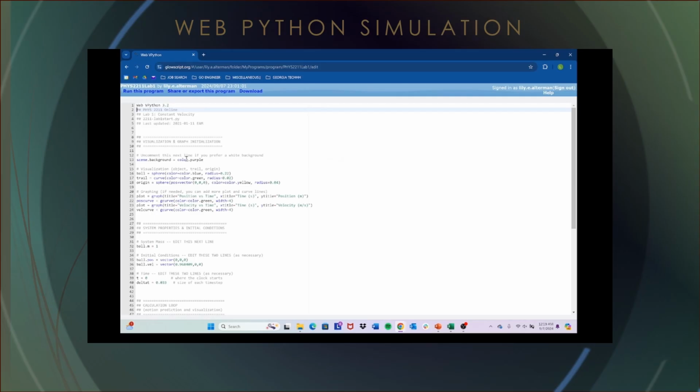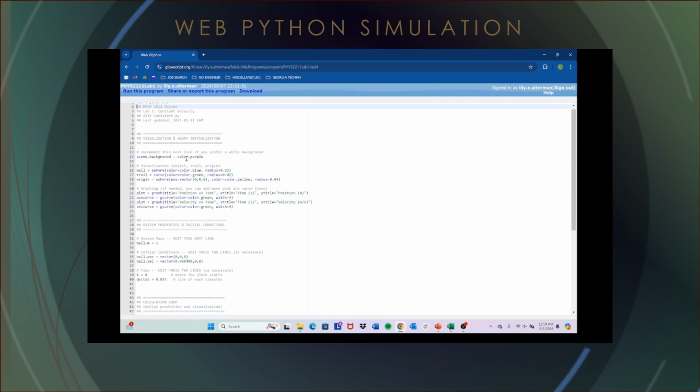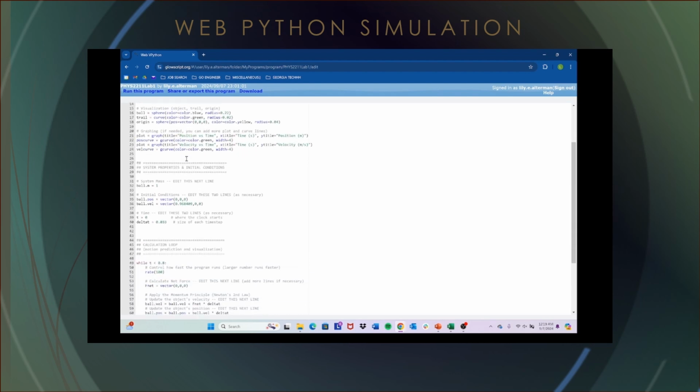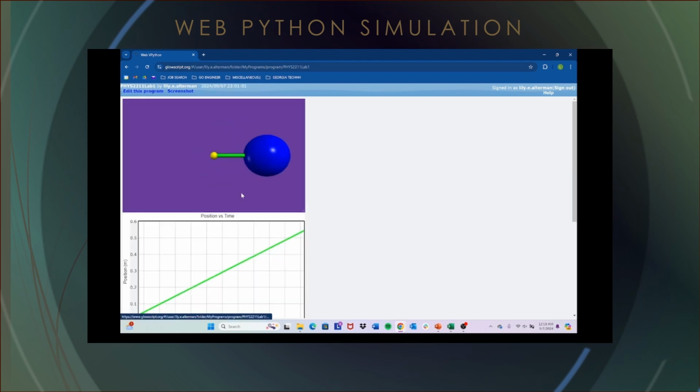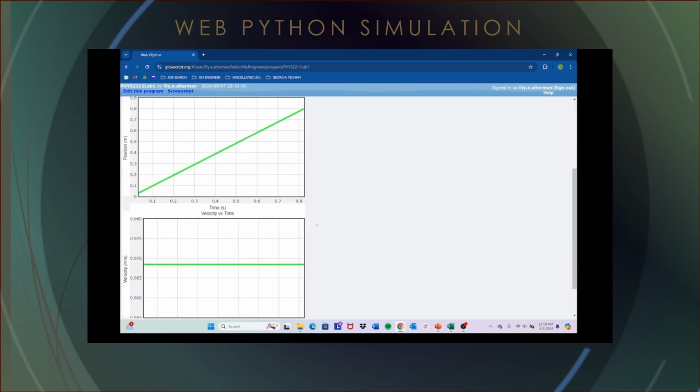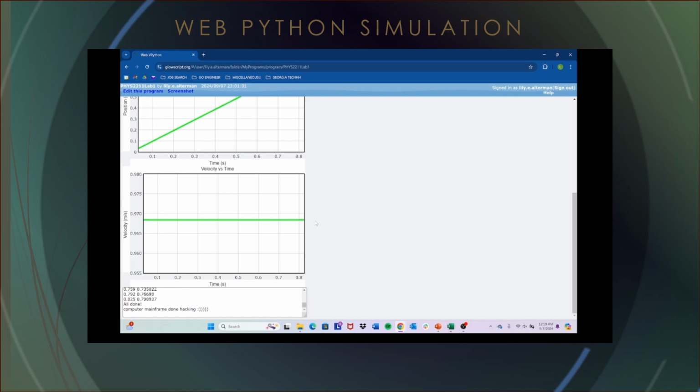Now, this is the WebPython simulation. So as you can see, this is all my code, and scrolling through, this will then run and show the object moving and get my two charts, and at the very bottom get a whole bunch of data that will be used in the next slide.